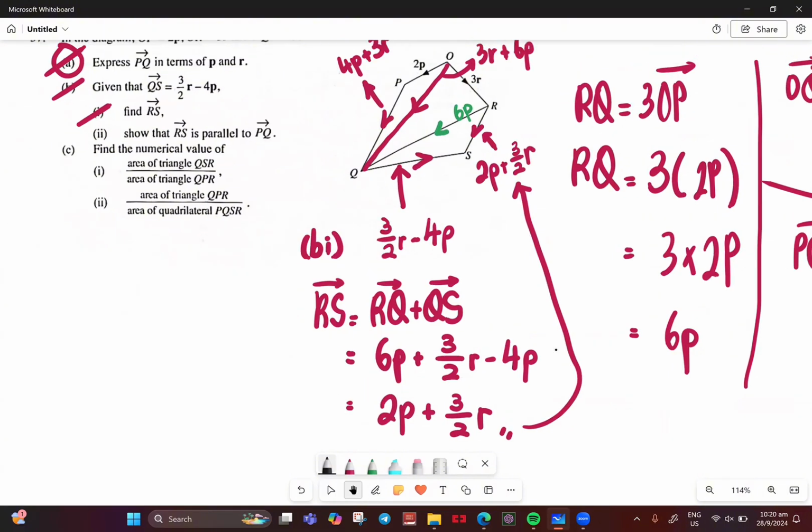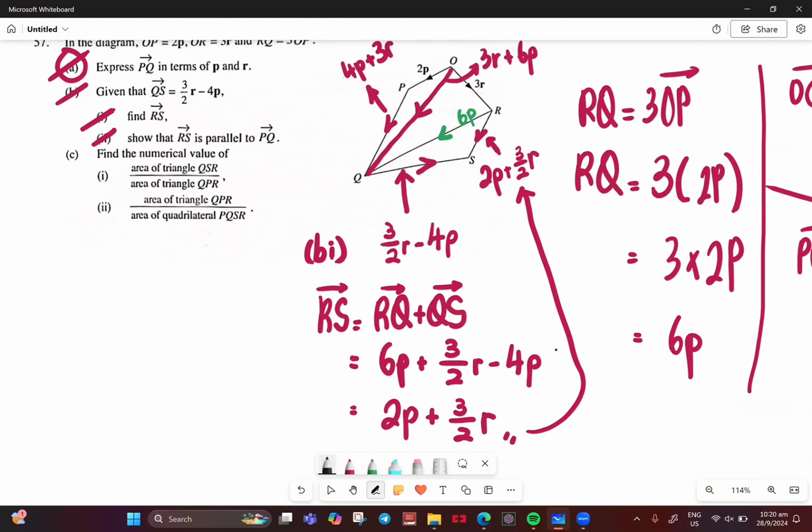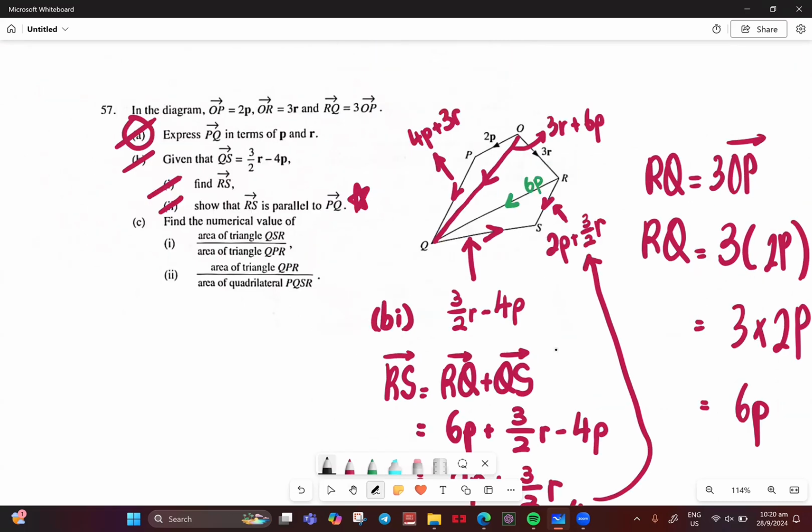For II, they want us to show that RS is parallel to PQ. This is a very important part. The moment you talk about parallel, they do not have the same measurement, but they are headed towards the same direction. So one is longer, one is shorter. What is causing one line to be longer? Something called a scalar. So we are just going to find the scalar factor. Very easy one.